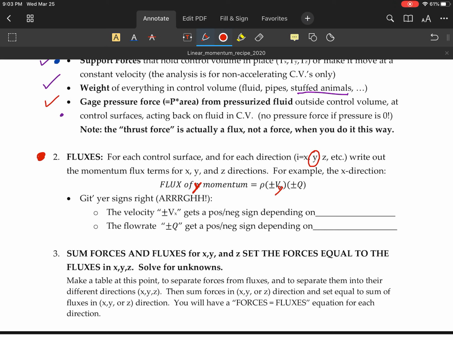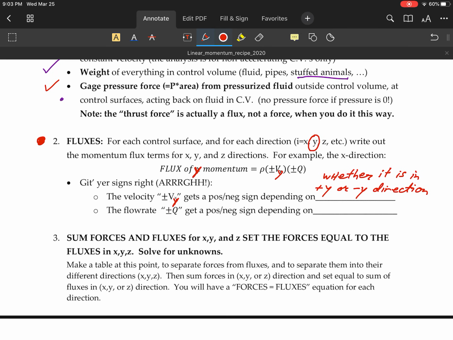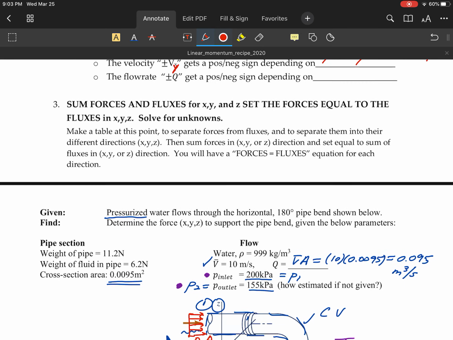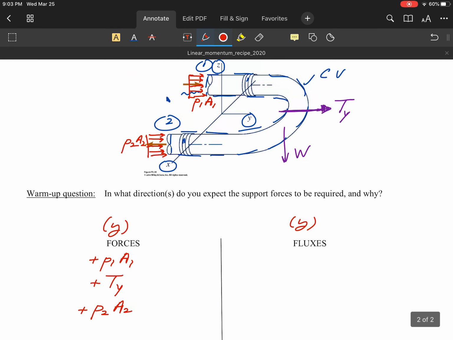The velocity, plus or minus v sub y, gets a positive or negative sign depending on whether it is in the positive y or negative y direction. So the sign will be positive if the velocity is moving in the positive direction and negative if it's moving in the negative direction. So over here we have the forces. The fluxes over here are going to be rho, plus or minus v sub y, plus or minus for the sign, Q. And we're going to do this flux for cross-section number 1 and cross-section number 2.